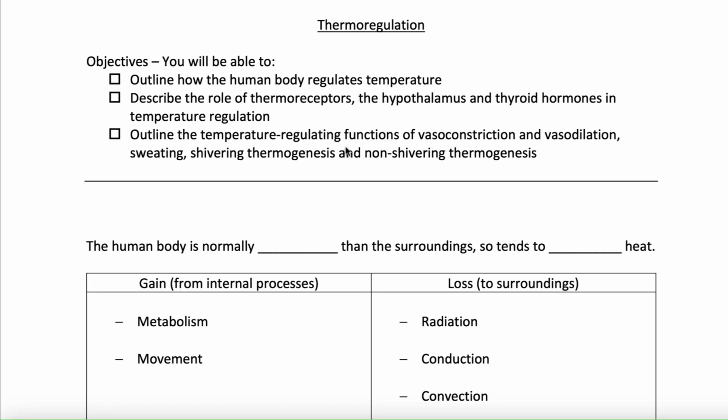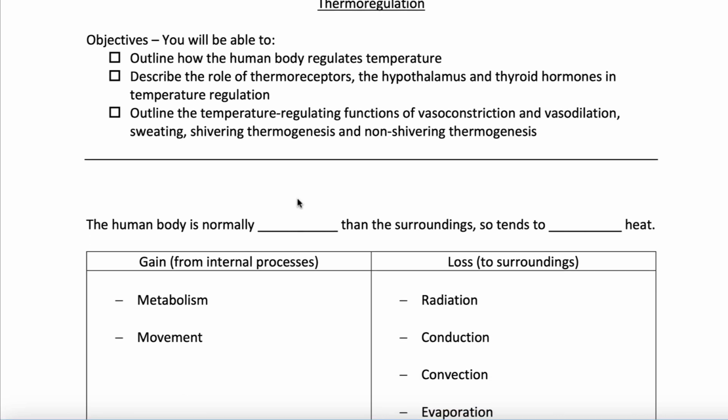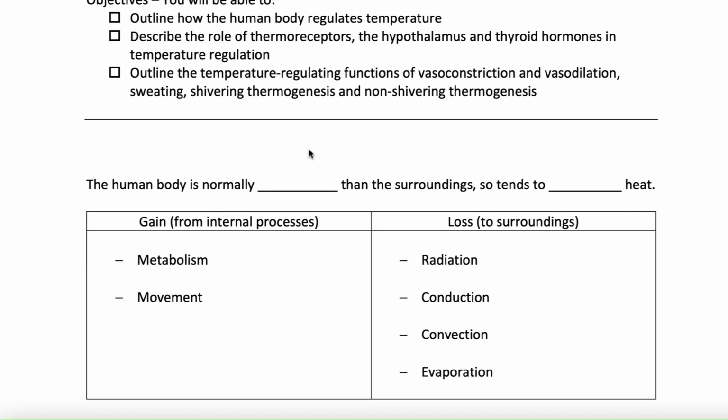This video lesson is on thermoregulation, or regulation of body temperature, and here are your objectives. Now, body temperature needs to be kept within boundaries. This is a classic example of homeostasis. And in order to do that, the body needs to balance the gain of heat with the loss of heat in order to maintain a relatively steady internal temperature.